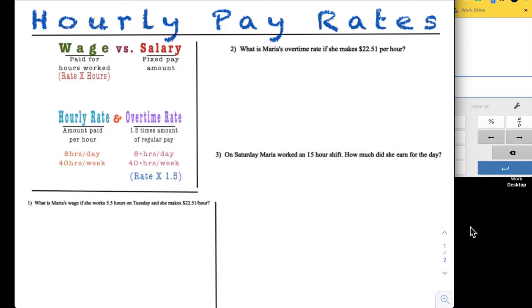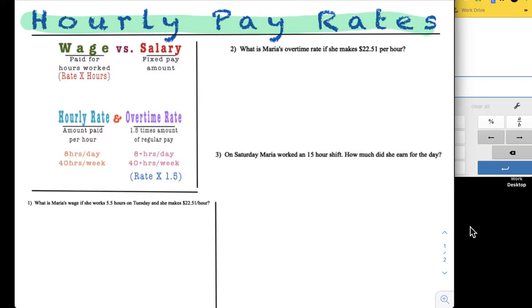All right, everybody, we are on to our next set of notes. Make sure that you have paper, a notebook, and pencil to write down these notes for this particular lesson. So we're going to continue with this financial algebra, right? And today's lesson is called hourly pay rates.